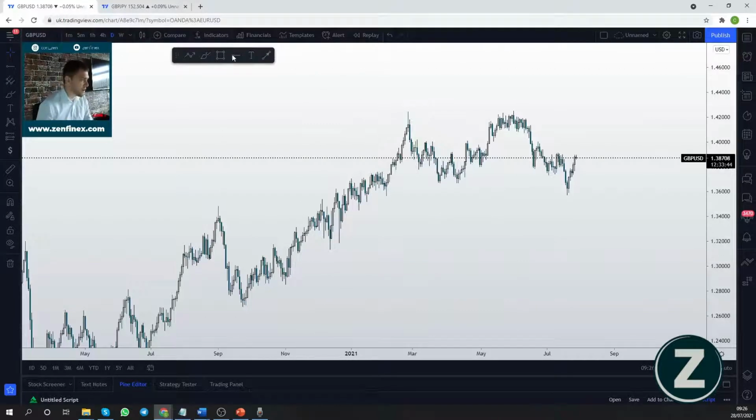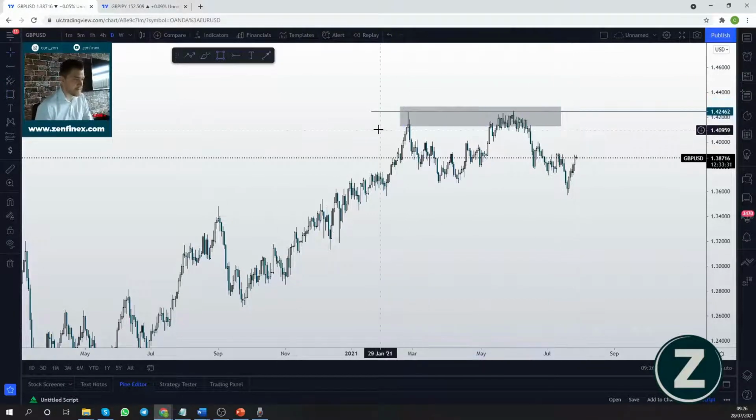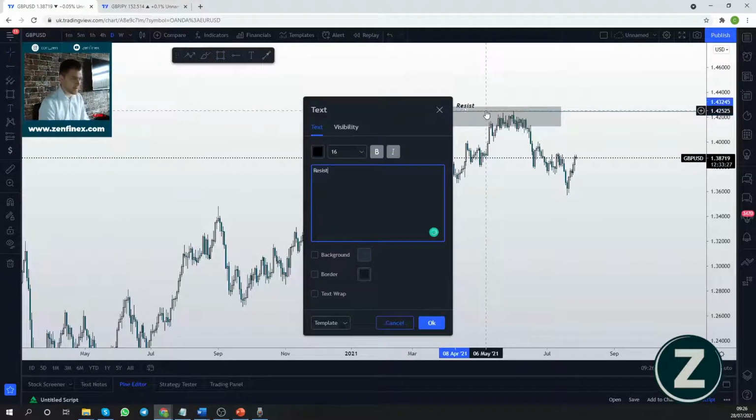Well, I can see straight away that the market has failed to go any higher than this point. This is the high of the market, and you can see from these levels we have, this is our resistance zone, and I can mark that on there for you if that makes it clearer. Resistance zone.